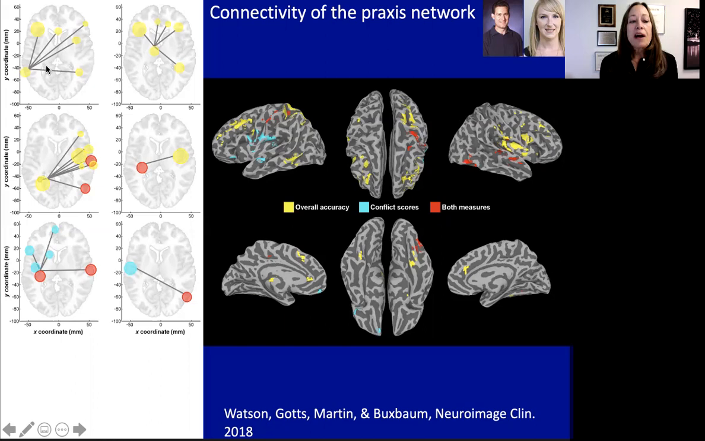Whereas for the conflict scores, disconnection of a much more strongly left lateralized set of regions was associated with poor performance, particular to conflict objects. On the right, there's another thing that I want you to notice, which is that in addition to that strong left lateralization for these conflict objects, you can see that it is much more centralized and perisylvian as compared to the patterns of disconnectivity, the nodes that when disconnected are associated with overall pantomime performance.